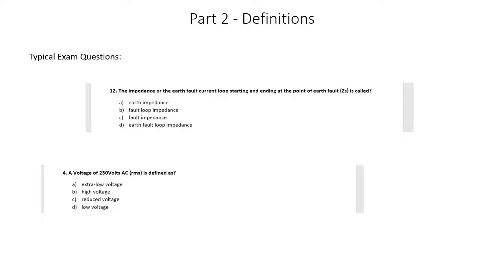Similarly, at question 4, a voltage of 230 volts AC RMS is defined as? Well, I just mentioned it a moment ago, voltage is nominal actually sets out the voltage levels. So you could go into voltage is nominal, look up, and yes, if you found low voltage, 230 does fall in the low voltage category. That's the kind of questions you're liable to get.